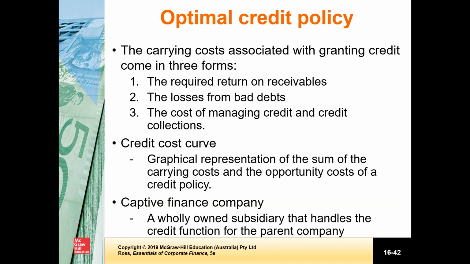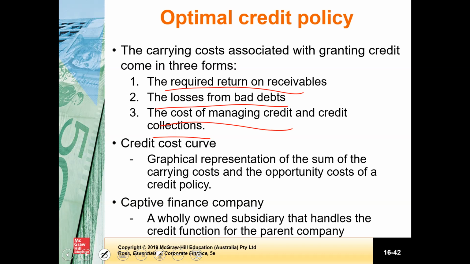To begin, the carrying costs, if you remember, we learned about carrying costs previously. The carrying costs associated with granting credit come in three forms. One is the required return on receivables, losses from bad debts, and the cost of managing credit and credit collections. We already have discussed the first and second of these. The third cost, the cost of managing credit, is the expense associated with running the credit department. Firms that do not grant credit have no such department and no such expenses. So these three costs will increase as credit policies relax.